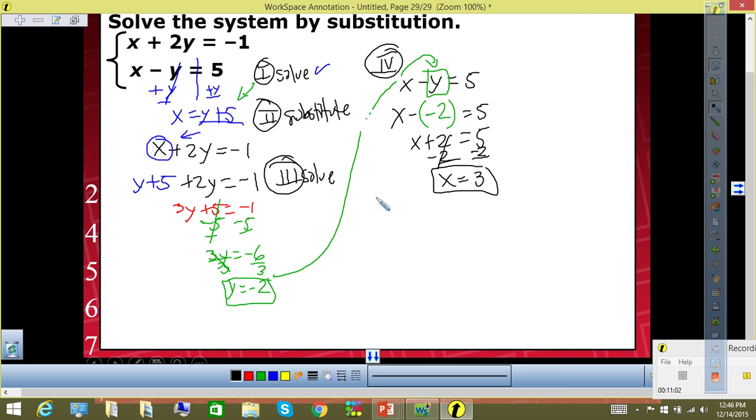Step 5 says write a coordinate. What would be my coordinate? Dylan? 3, negative 2, because we need an x value and we need a y value. So, check this out. We started with solve the system by substitution. Think about it. Don't say it out loud first. What do you think this coordinate means? Talk it over with your neighbor, please.